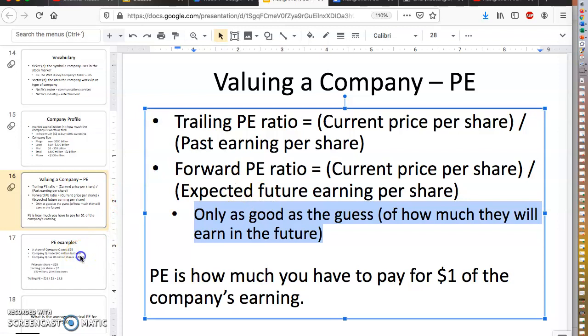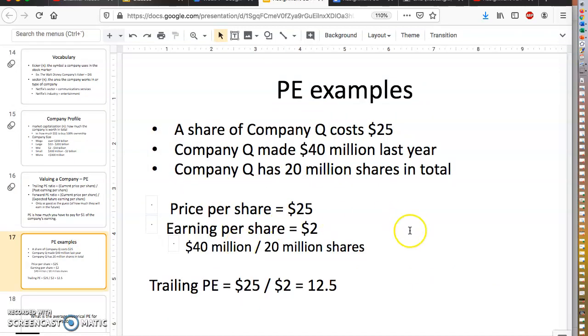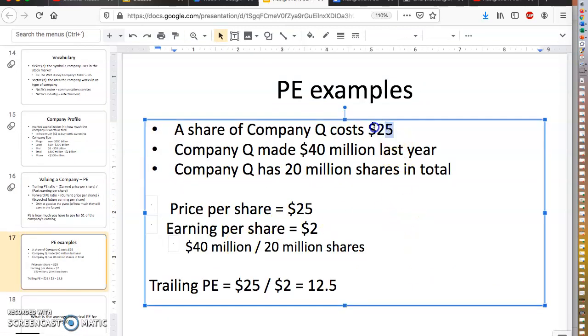Let's do an example. Okay, so let's say we have company Q. This is how much it costs one of their shares. And let's say that they made this much money last year. And this is how many total shares there are of this company. So first of all, you need to know two things. You need to know price per share and earnings per share. So what's their price per share? Well, right there, just $25.